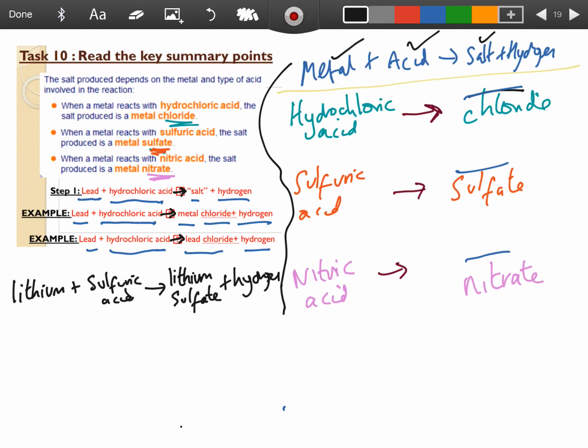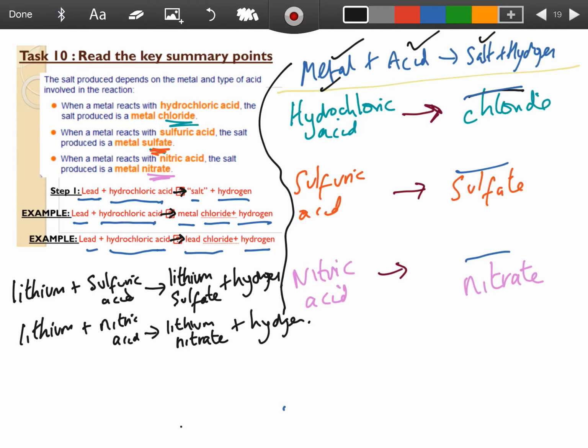Okay, what if I say to you, I want you to react lithium with nitric acid. Okay, so you write the metal, lithium, nitric acid, because that's the one I've said to use. Okay, then you go to your table. I've got nitric acid. Nitric acid makes nitrate. First, I need to put the name of the metal and then the name of the salt. And don't forget hydrogen. Okay, I could give you another one.